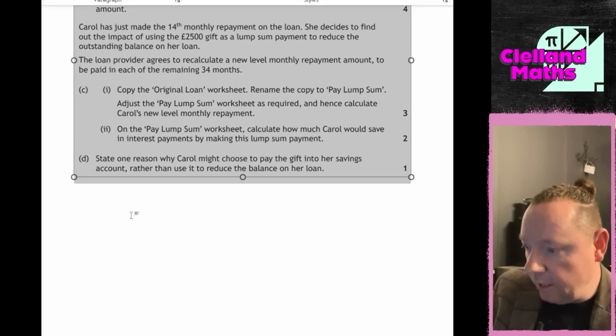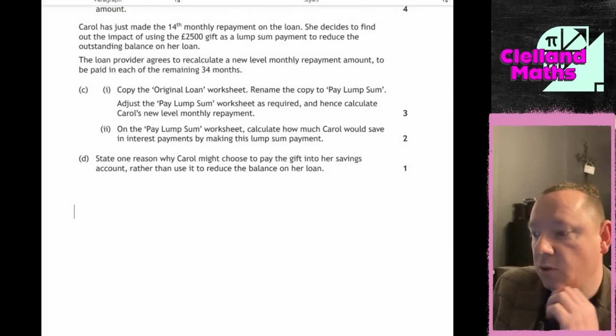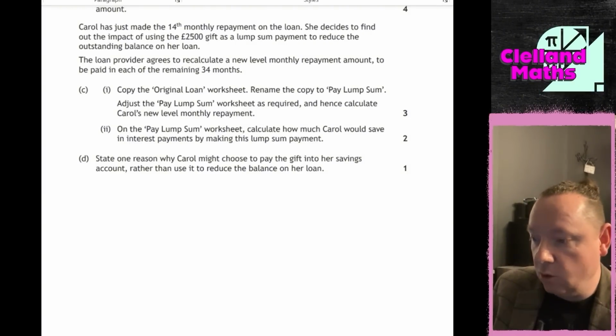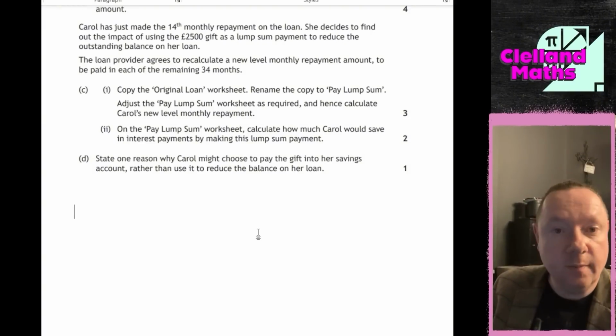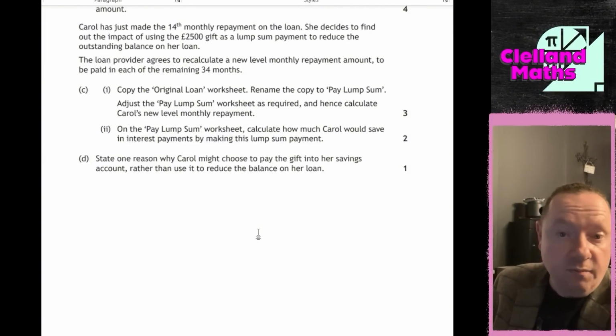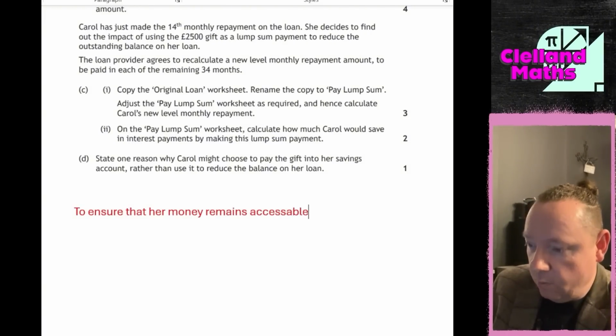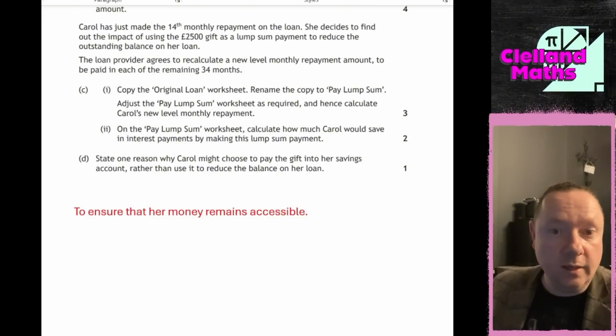And to answer the last question, state one reason why Carol may choose to pay the gift into her savings account rather than use it to reduce the balance of her loan. Well, it could be any reason. She might just want to save the money, have the money accessible. So just to write something to ensure that her money remains accessible would be a reasonable thing, and we're done there.